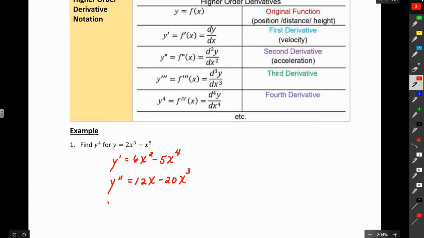Now we'll take the third derivative. That means we're taking the derivative of the second derivative. And finally, we'll take the fourth derivative, meaning we'll take the derivative of the third derivative. The derivative of a constant is 0, so the derivative of 12 is 0. So our final answer here is negative 120x.